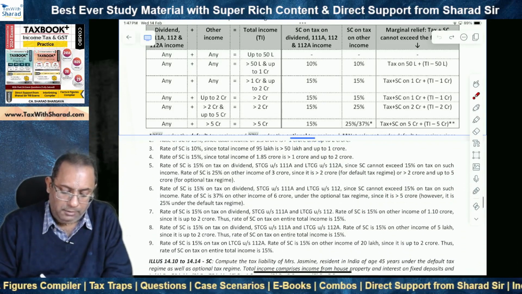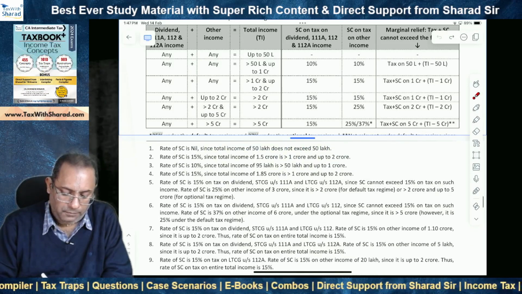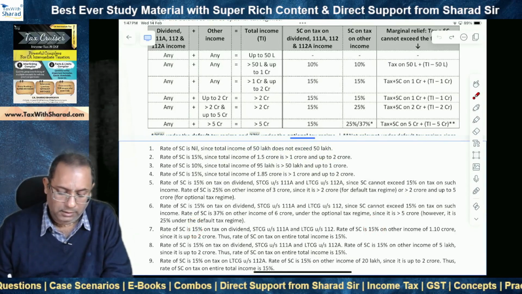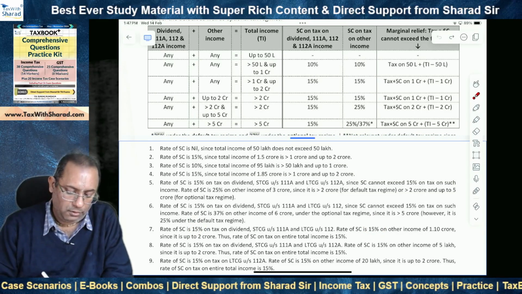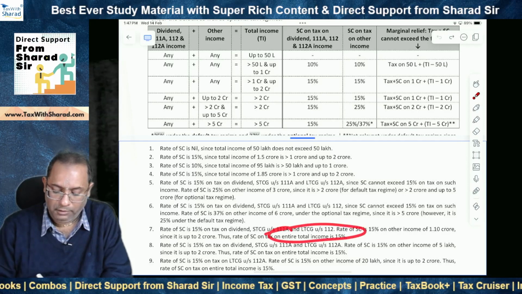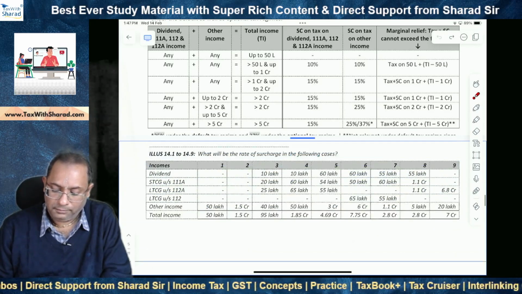So the rate of surcharge will be 15% on tax on special income and 15% on the other income of 1.1 crore since it is up to 2 crore. Thus rate of surcharge on tax on entire total income will be 15%.